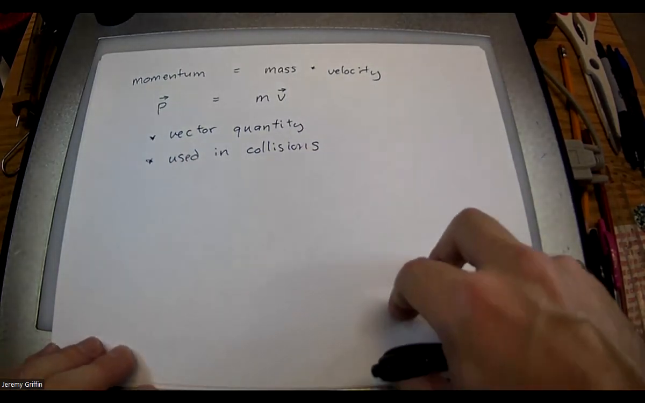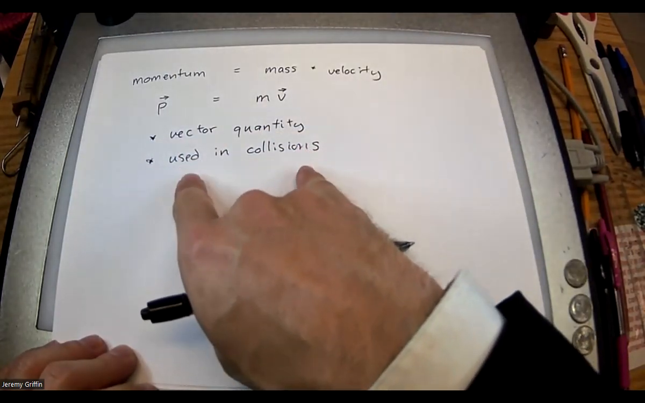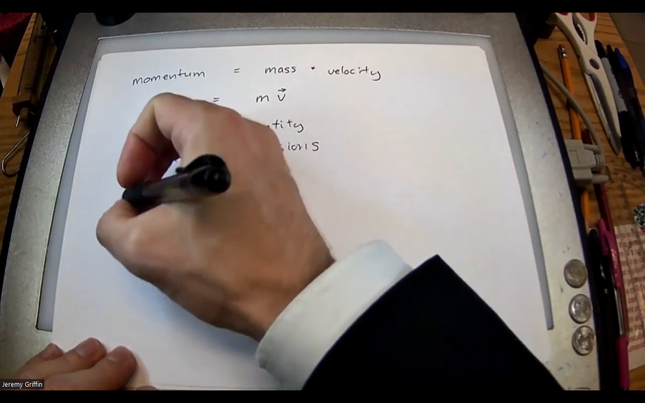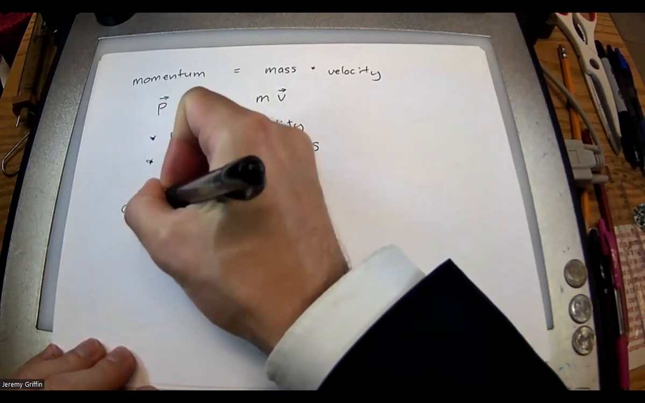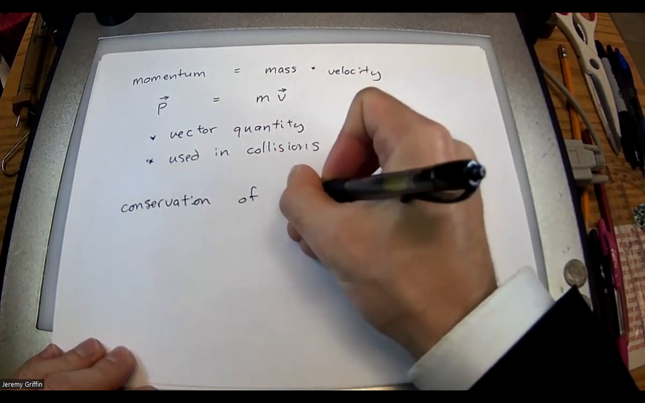Okay, so momentum is mass times velocity, a vector quantity, direction matters, used in collisions. And momentum is conserved in the universe. So you can say conservation of momentum.